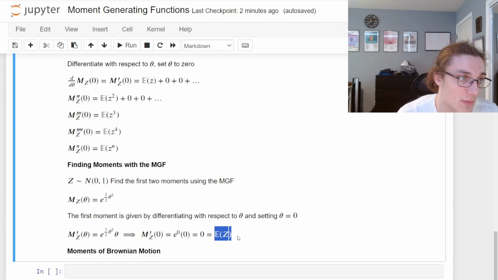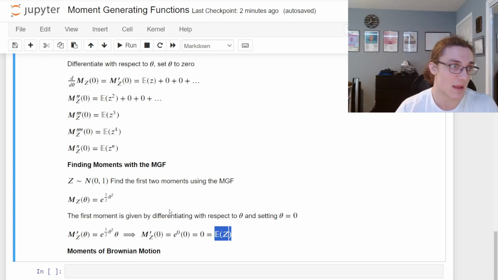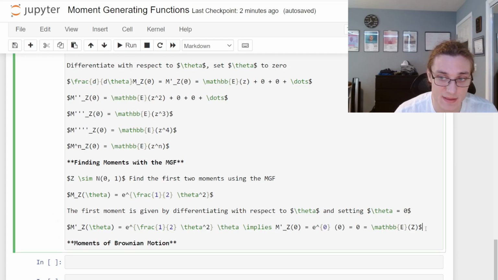And that is the first moment, the expectation, the mean, average, and so on for our random variable z. And this makes sense because z is distributed normally with a mean 0 and a variance of 1. If this was not 0, then that would mean we did something very wrong along the way. So that is how we can find the first moment using the moment generating function. Now let's find the second moment.